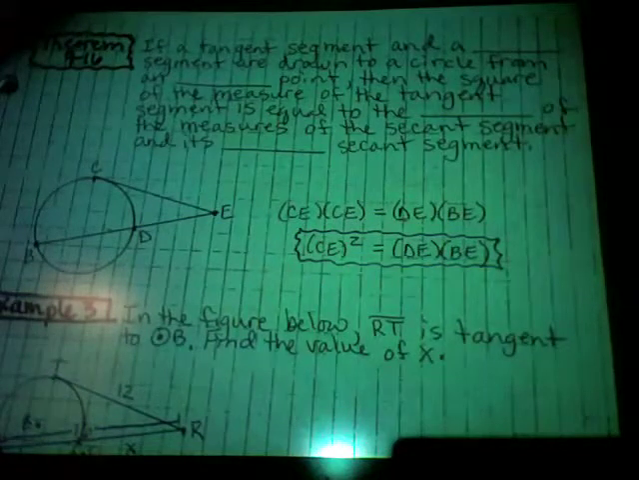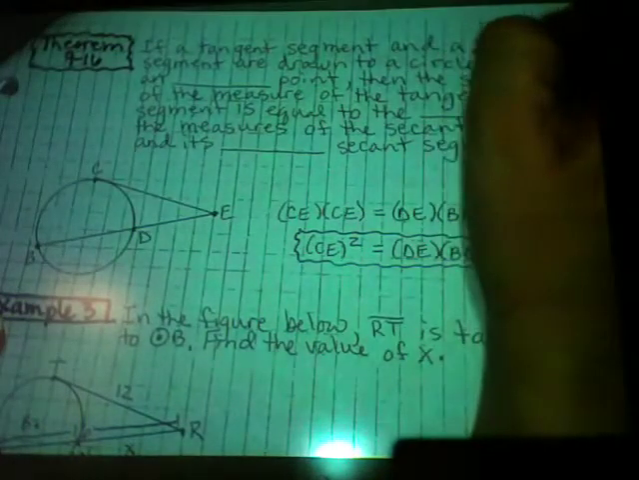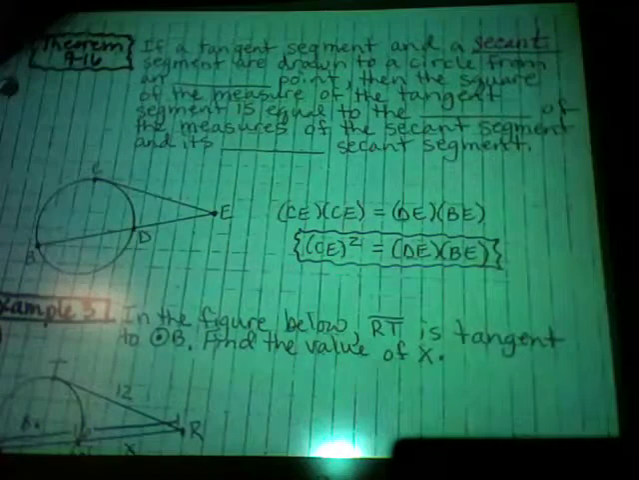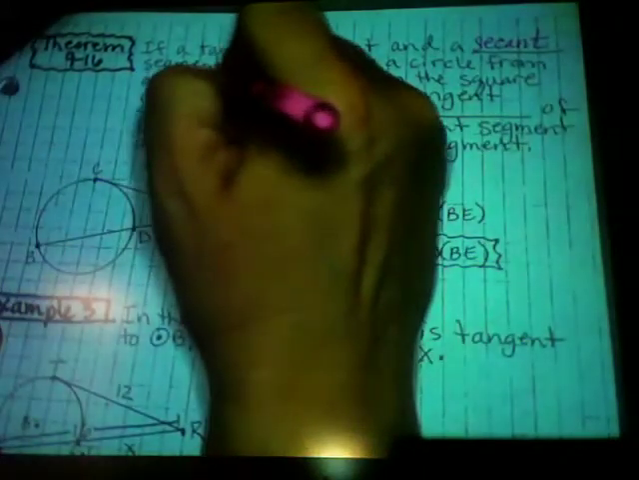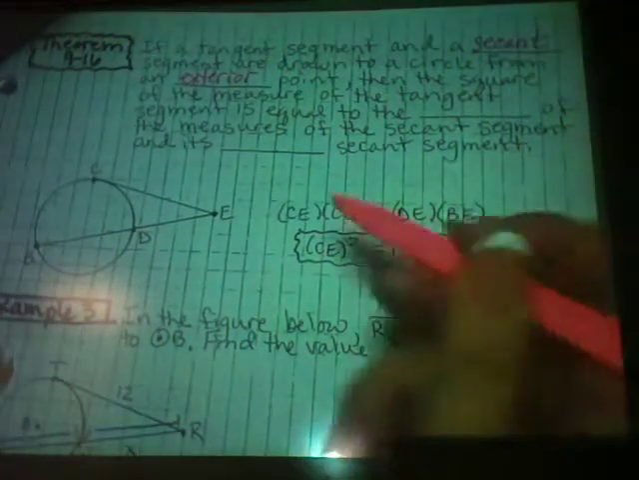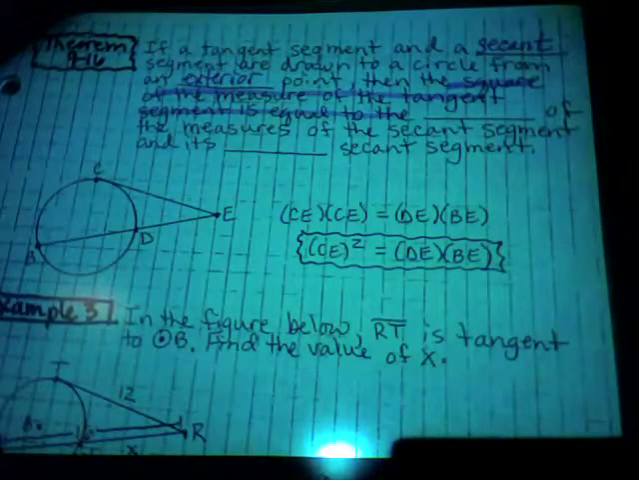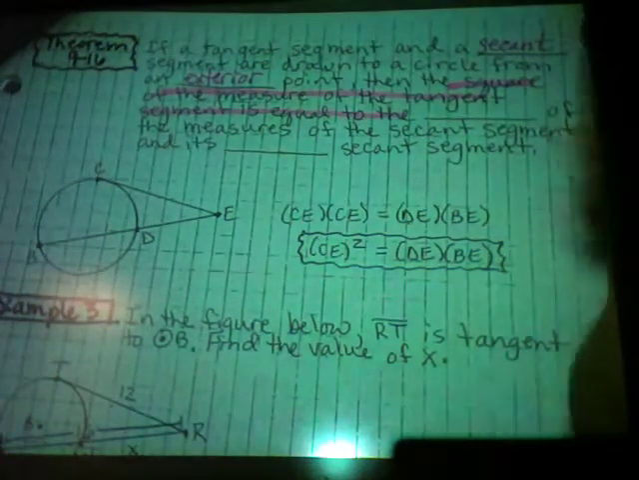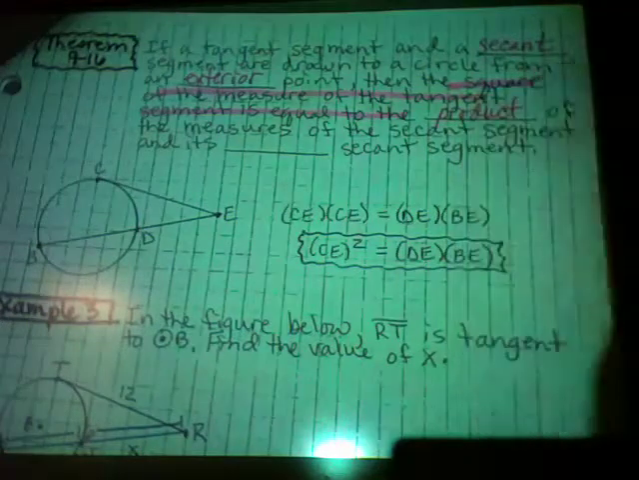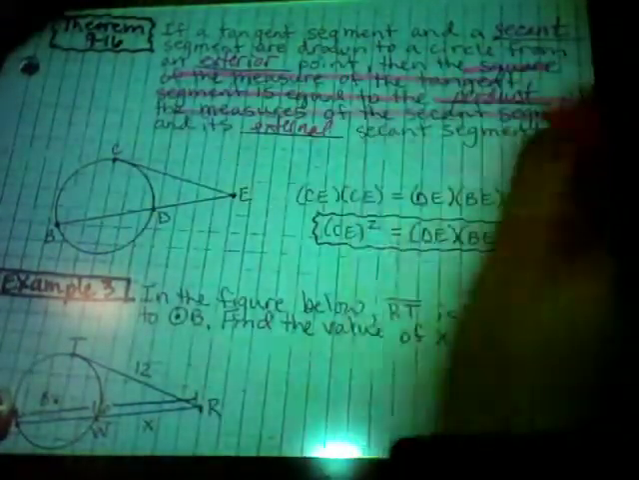This time we have a tangent with a secant segment. So if a tangent segment and a secant segment are drawn to a circle from an exterior point, then, here's your formula, the square of the measure of the tangent is equal to the product of the measures of the secant segment and its external secant segment.